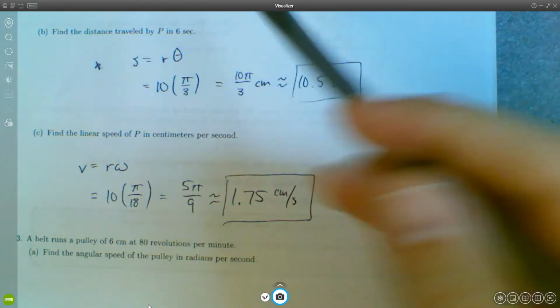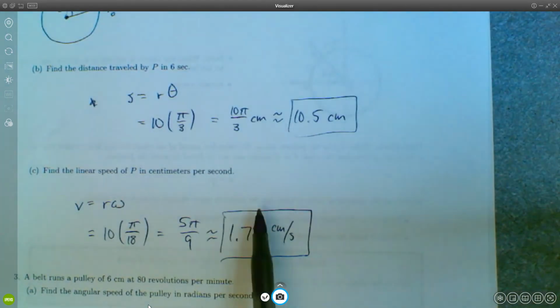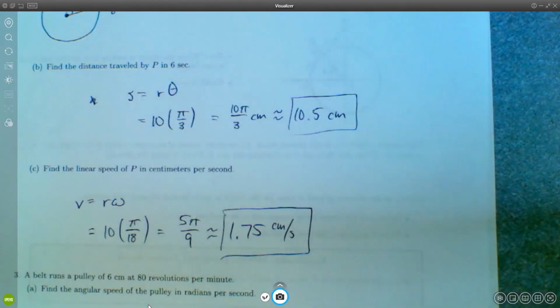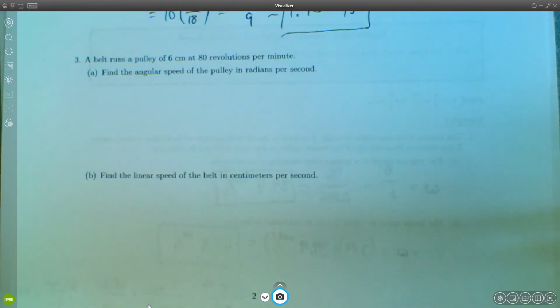Okay, there's more than one way to skin a cat on these problems though, right? So if you found a different way to do it, as long as you're ending up at the same place, chances are it's correct, right? Okay, so that's that. Number 3 says a belt runs a pulley of 6 centimeters at 80 revolutions per minute. Part A says find the angular speed of the pulley in radians per second.